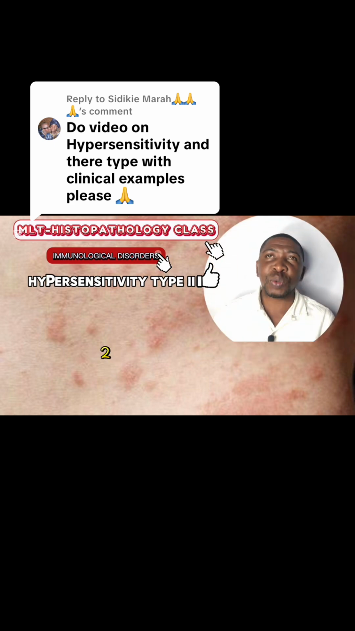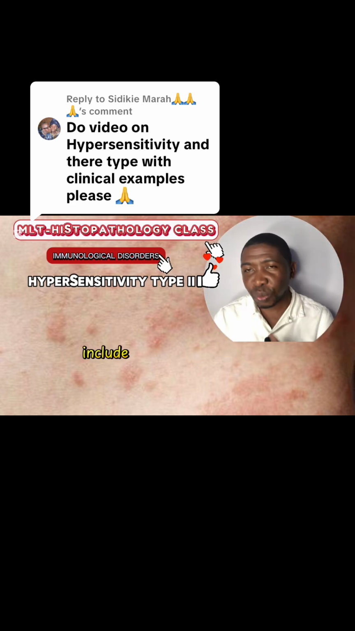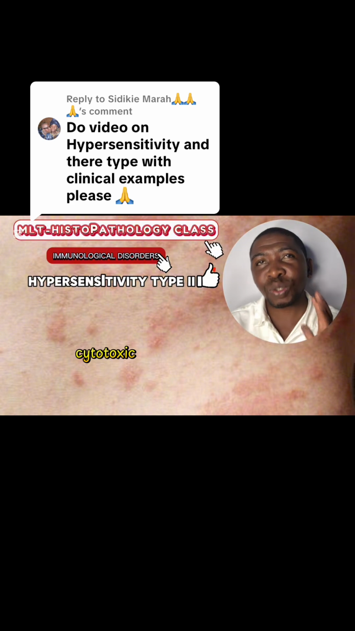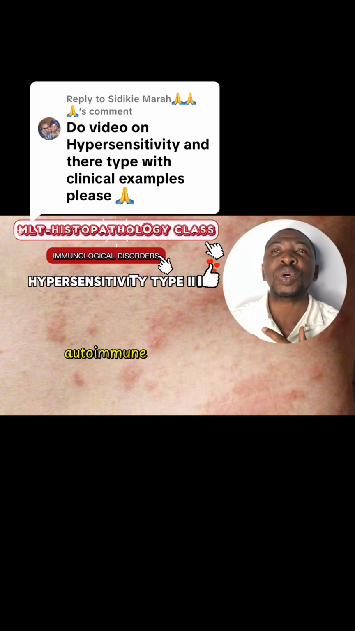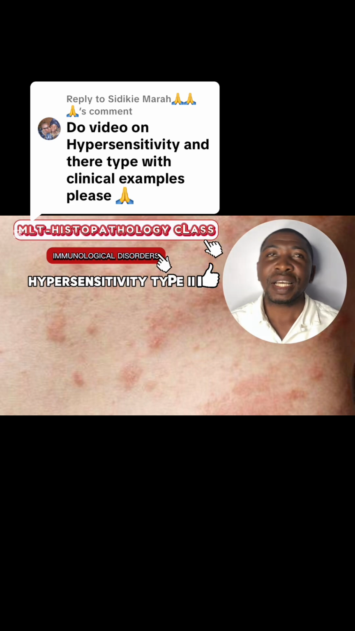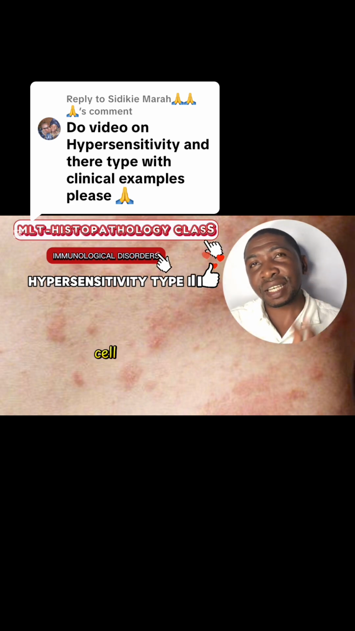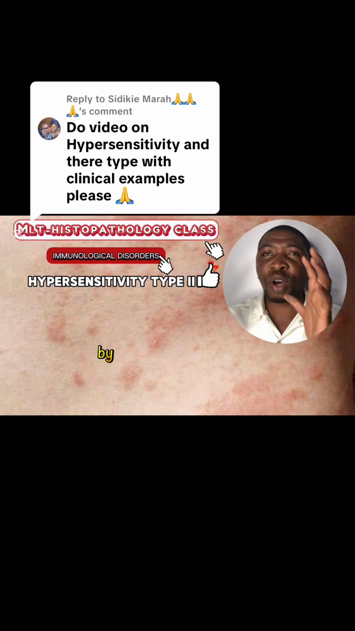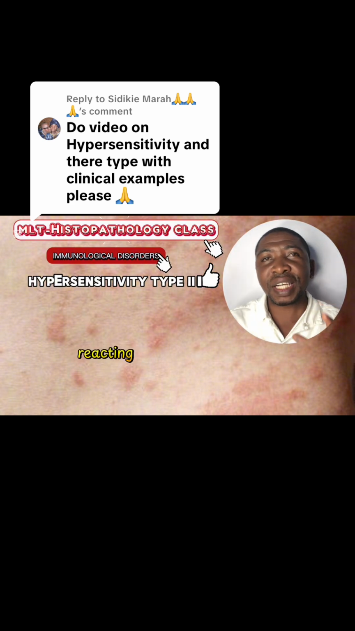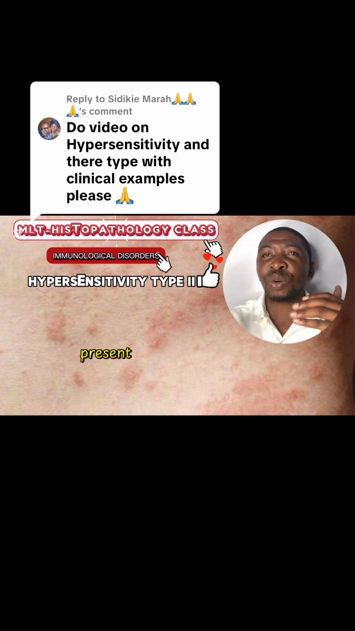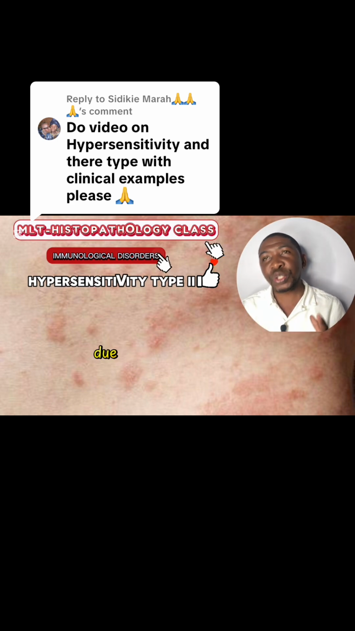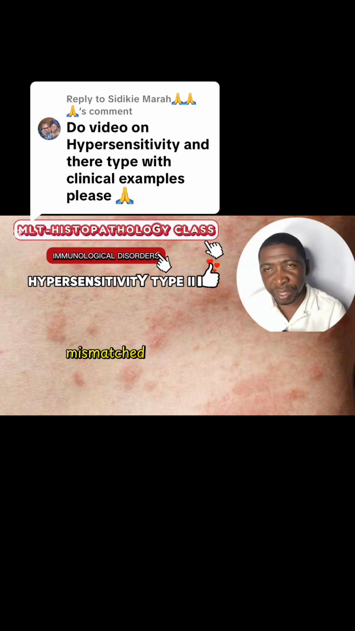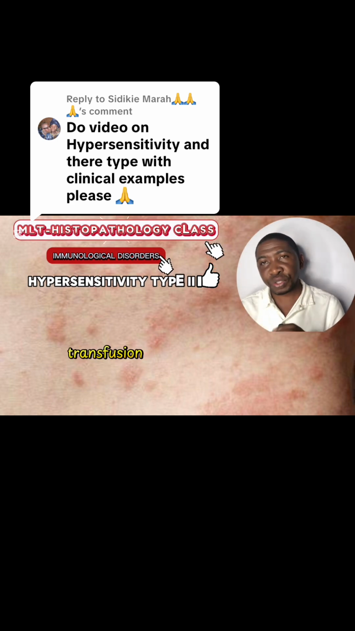Examples of type 2 reaction include number 1, cytotoxic antibodies to blood cells. For example, autoimmune hemolytic anemia, in which the red cell injury is brought about by autoantibodies reacting with antigens present on the red cell membrane. Secondly, transfusion reaction due to incompatible or mismatched blood transfusion.